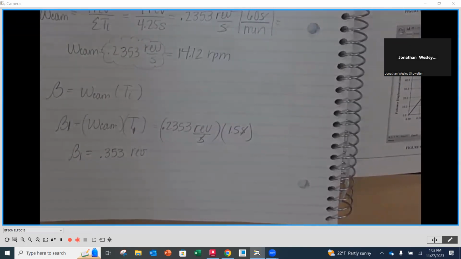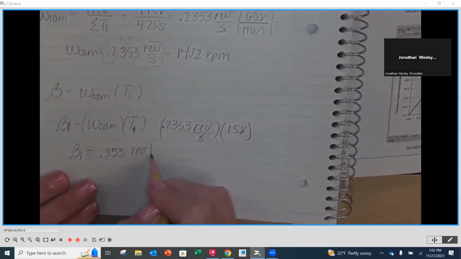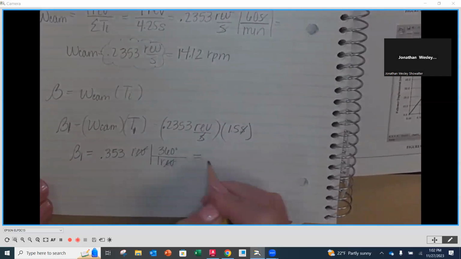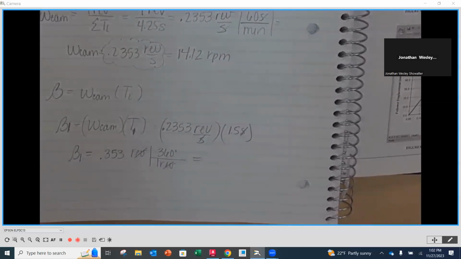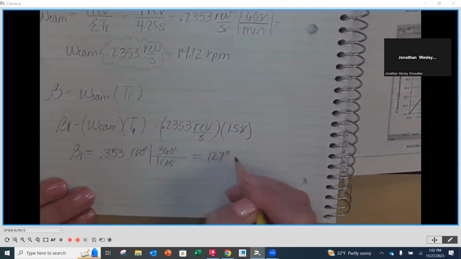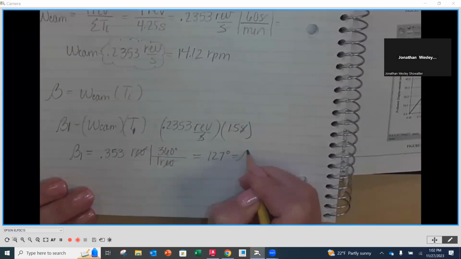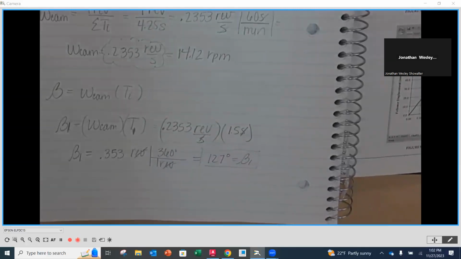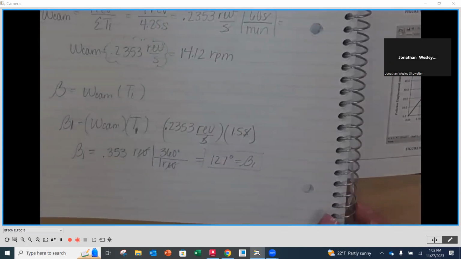So we need to do one more conversion here. We know that 1 revolution is 360 degrees. So our beta 1 should be 127.06 degrees. Everybody get that same thing? Yeah. All right.